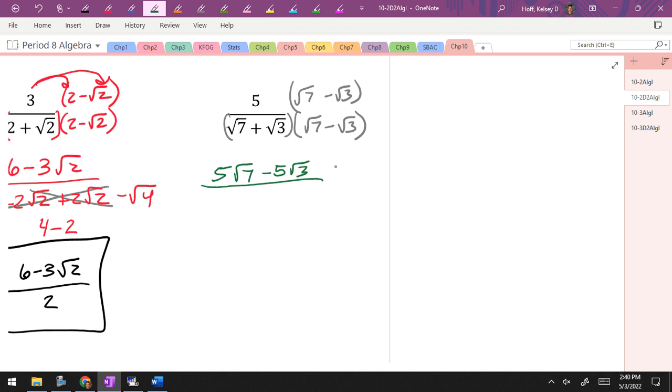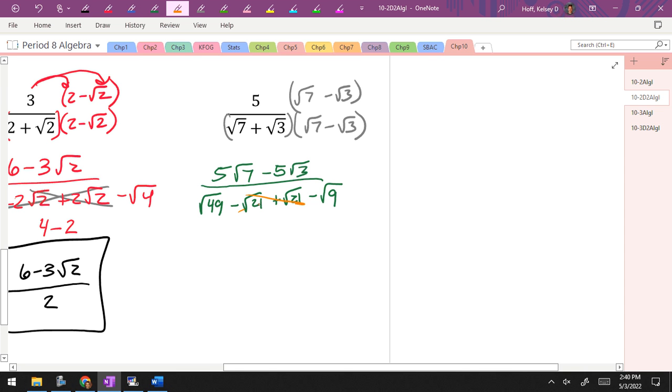Square root of 49 minus square root of 21 plus square root of 21 minus square root of 9. Agree or disagree? Nicely done. Do my middle terms cancel like they're supposed to? Now what do I have on the bottom, really? 7 minus 3. So I have 5 square root 7 minus 5 square root 3 all over 4.